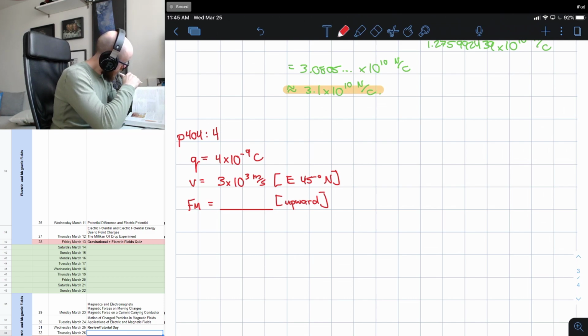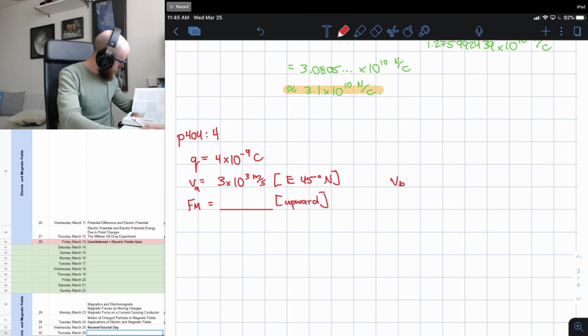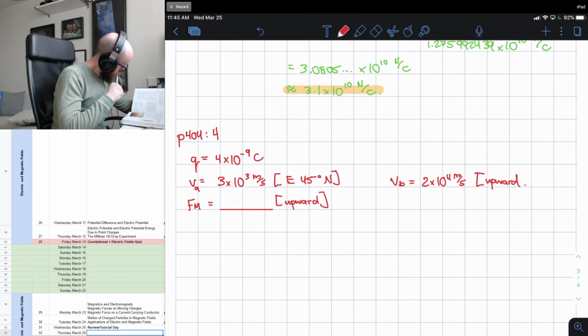When the particle moves, we'll call this VA, and then we have a totally separate problem, VB. If the particle is moving with a velocity of 2 times 10 to the 4 meter per second, and the direction there is upward, there's a force of 4.